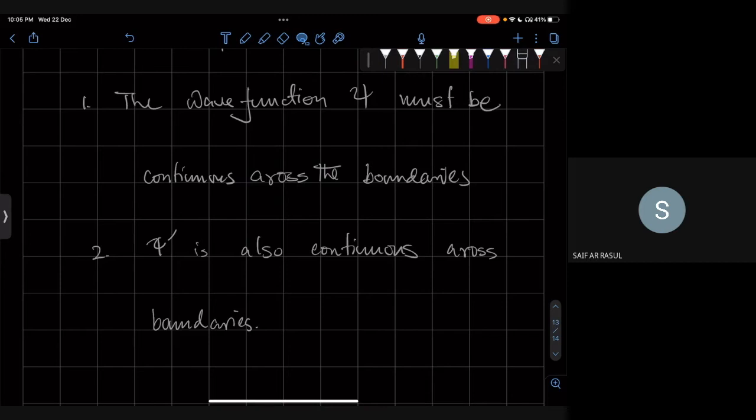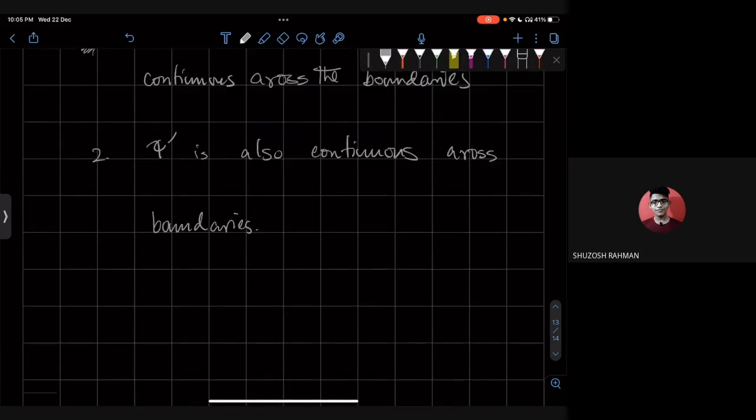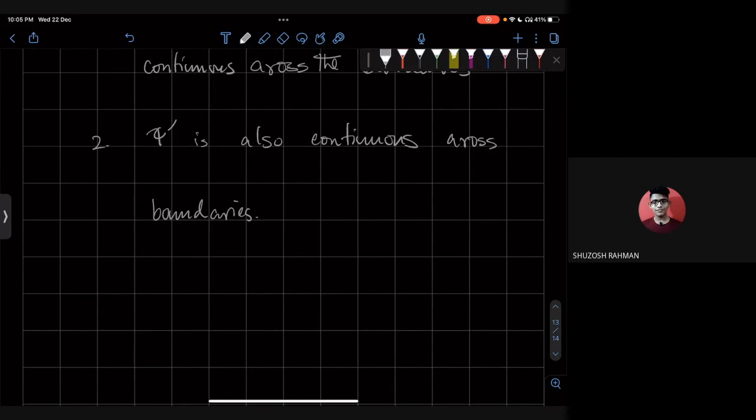Right, between region 1 and 2, and one between 2 and 3, right? Yes, sir. So in region 1, from the first one, we will get 2 boundary conditions, and from the second one we have 2 more, right? So we get 4 boundary conditions.